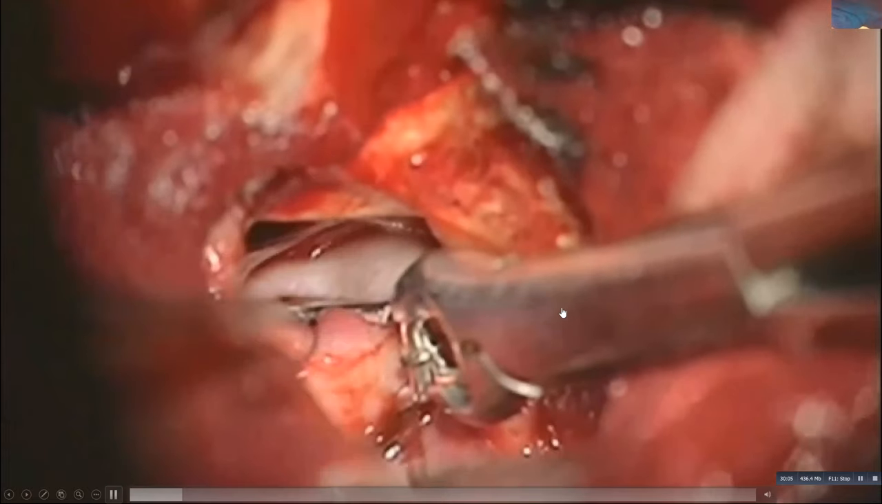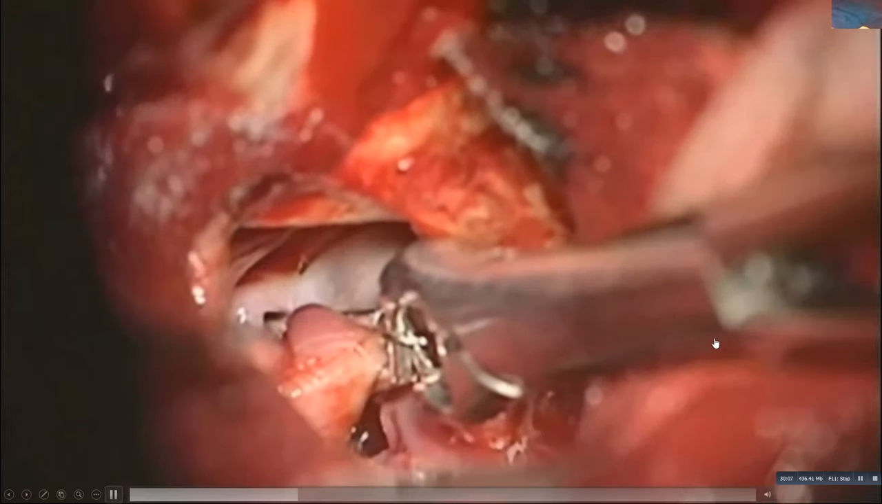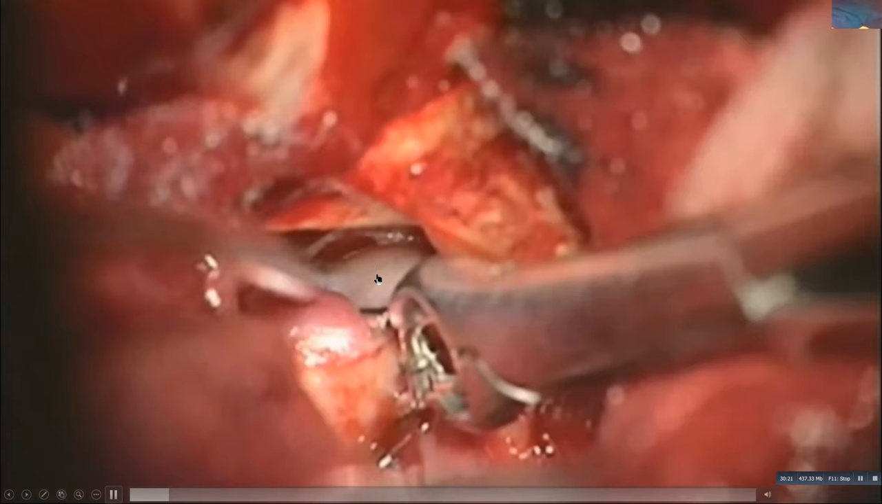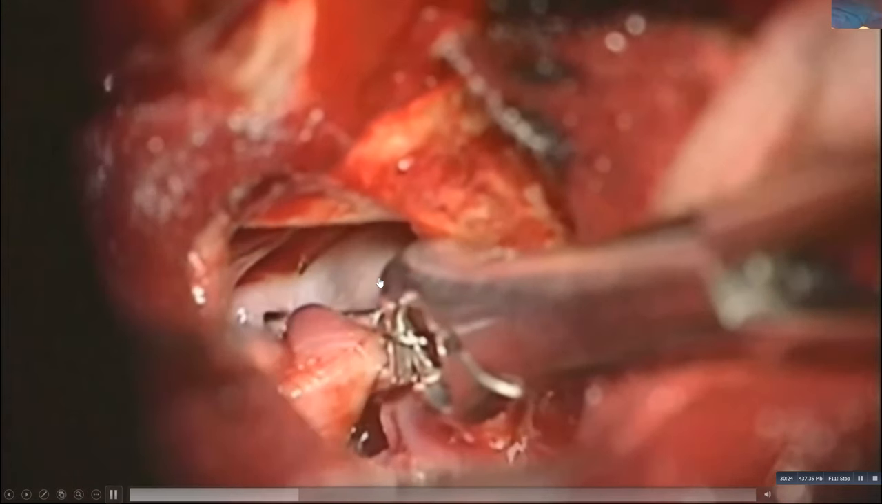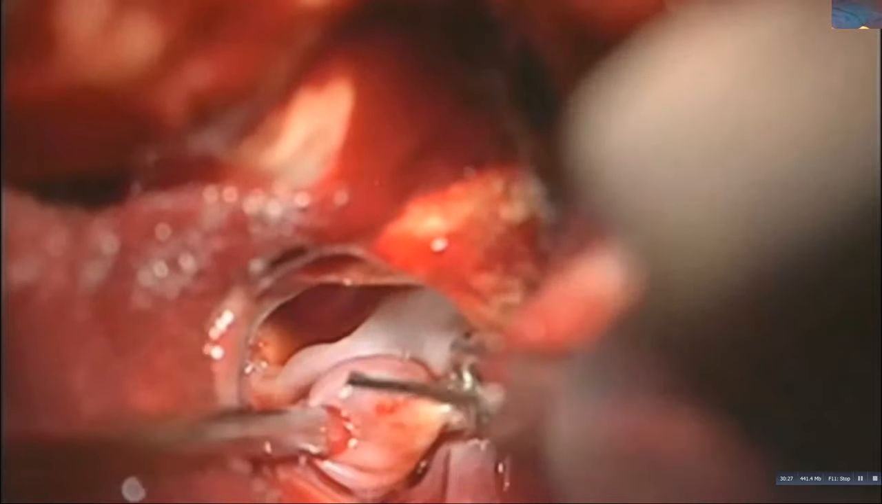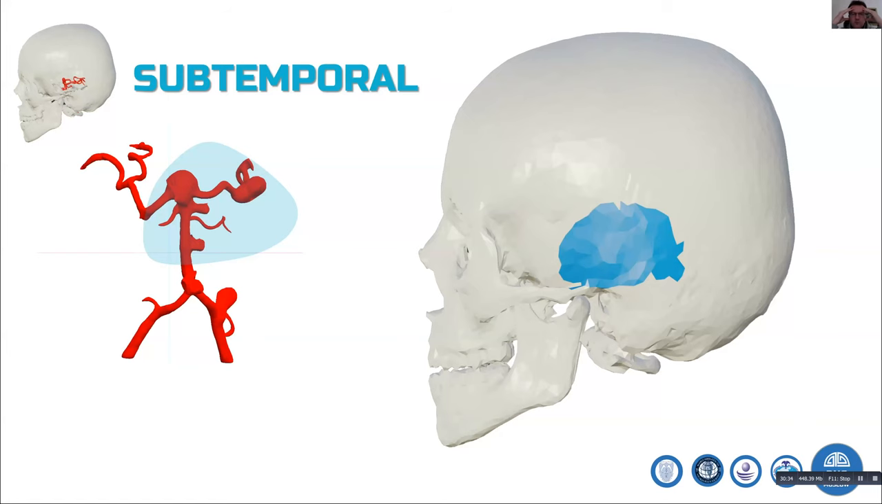Yeah, this is the video. You can see the aneurysm clipping, and it's mandatory to preserve the perforators, which go on the bottom of the aneurysm. It's really tricky to preserve the perforators if you do the coiling. So sometimes microsurgery is the treatment of choice for such kind of aneurysm.